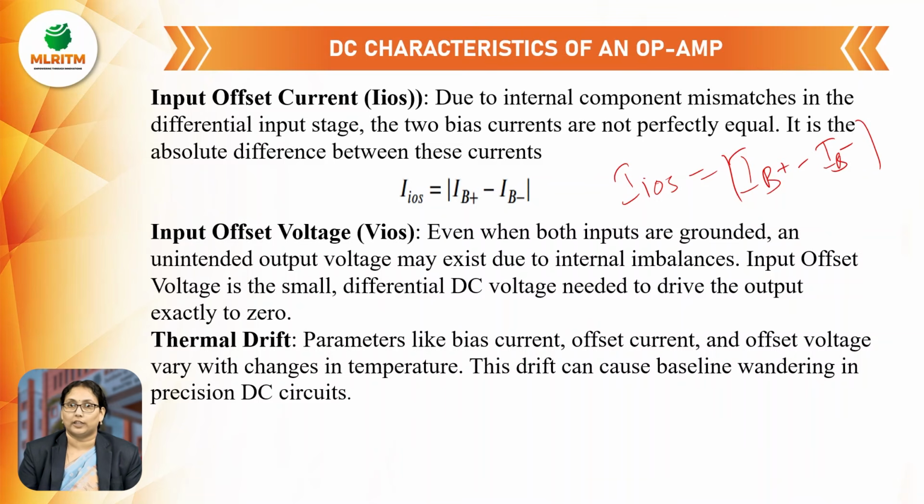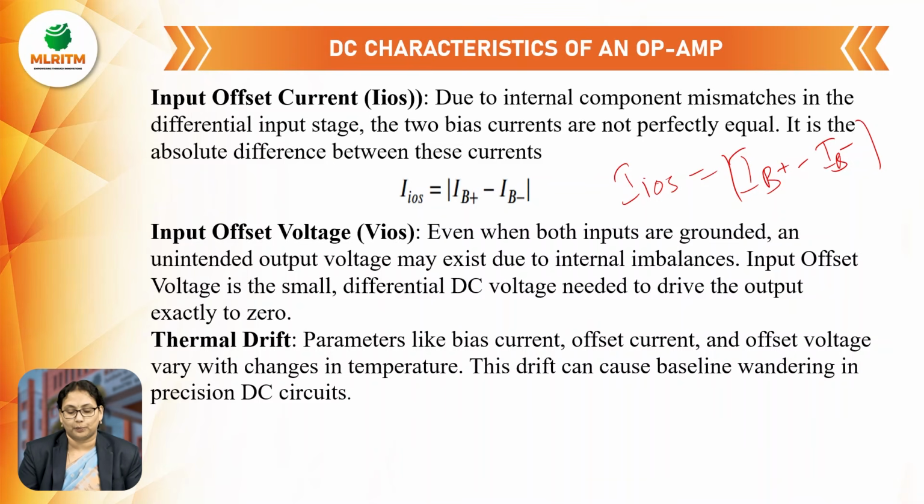We know that for an ideal operational amplifier, the base currents are 0. But because of component mismatching and so on, there are some currents available at the base. So this is called the input offset current.